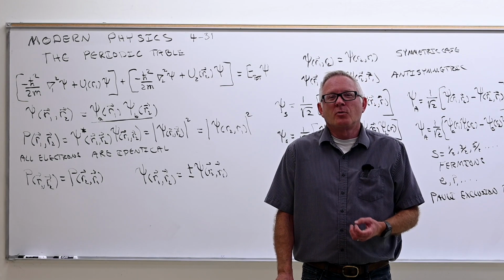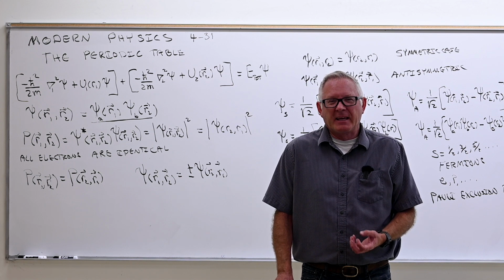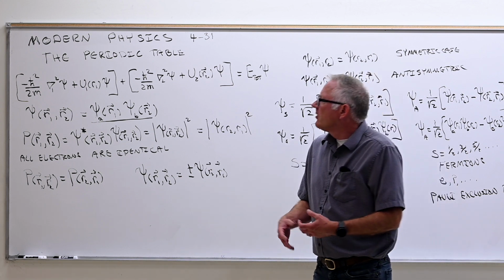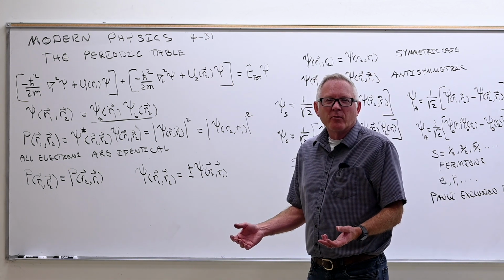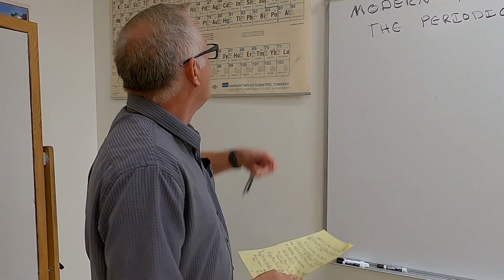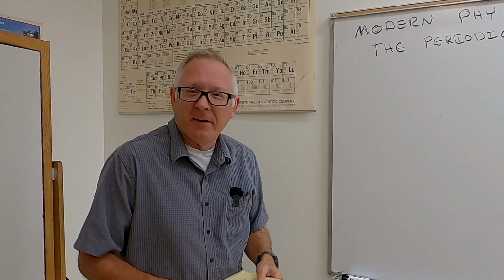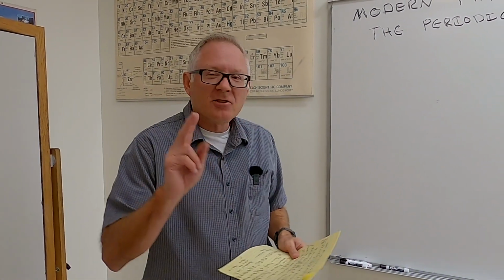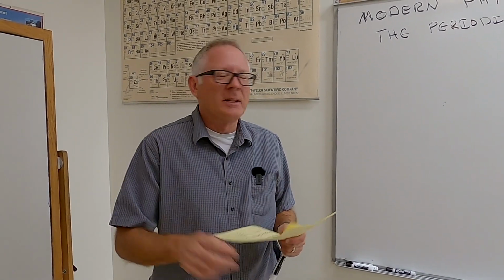So in this video, I just wanted to end up all of our quantum mechanics on the atom by looking at an overview of the periodic table. So now I just want to give you an overview of the rest of the periodic table. But let's just look at the case where we have just two electrons.